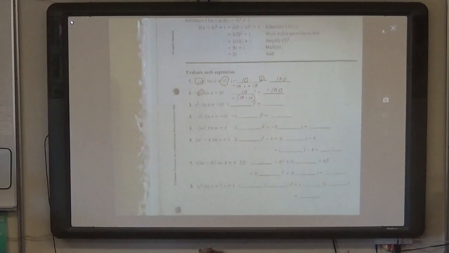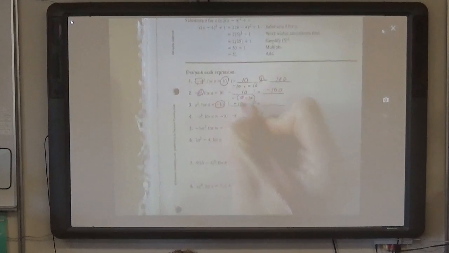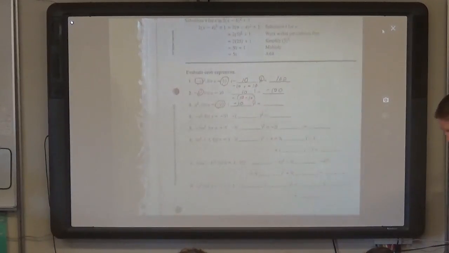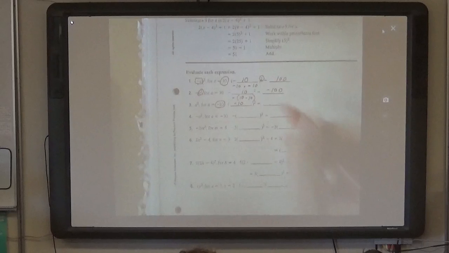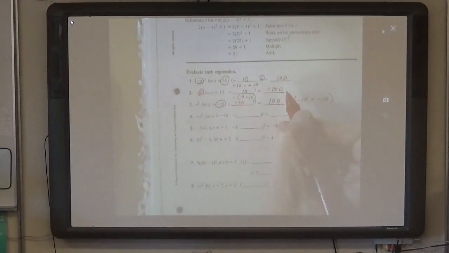Okay? This one is a squared, but a is negative. So this is negative 10. Hey, copy these down, guys. Why wouldn't you copy down the answers? This is something you learn, okay? So what this means is negative 10 times negative 10, which is positive 100 again. No, this one is negative. Number 2 is negative 100.